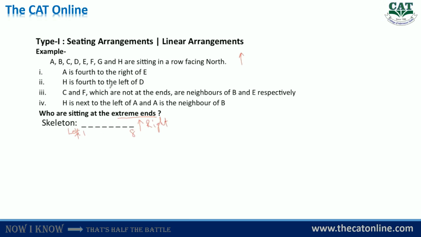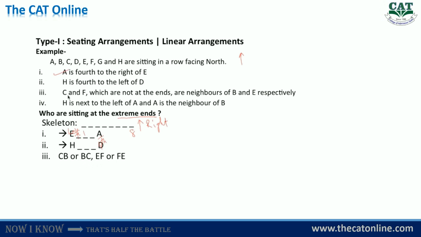So now let us interpret what these clues were all about. It first is saying A is 4th to the right of E. So if this is E, then this is the first place to the right of E, second place, third place, and fourth place where A is sitting. So this information is given in clue number 1. Second clue is H is 4th to the left of D. If this is D, then 1 place, 2 place, 3 place, 4th place. So H is 4th to the left of D.